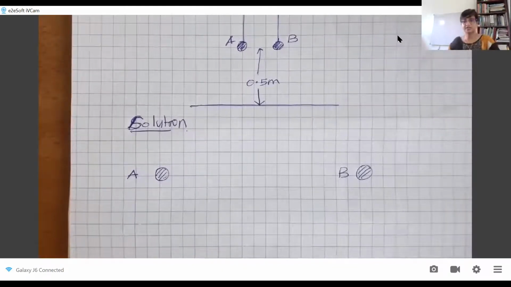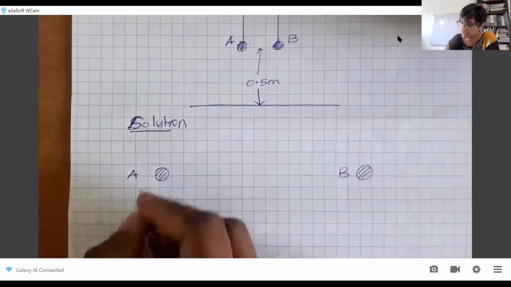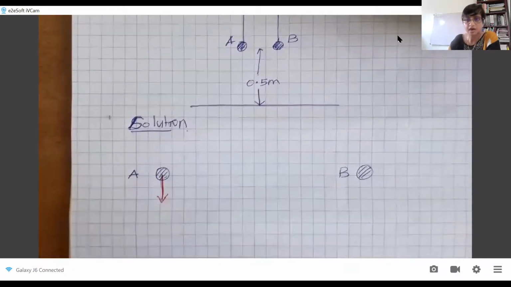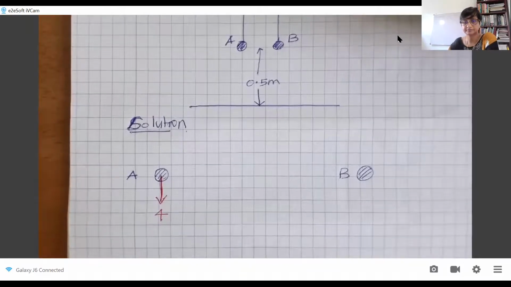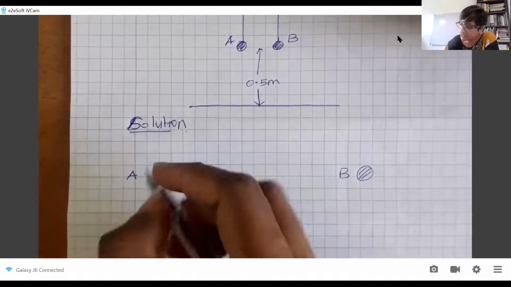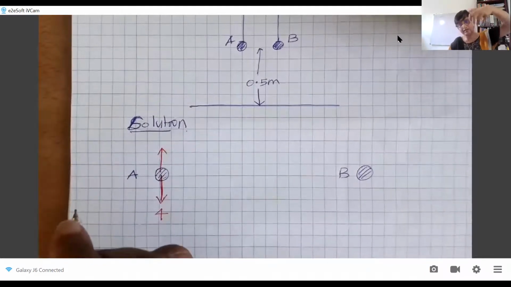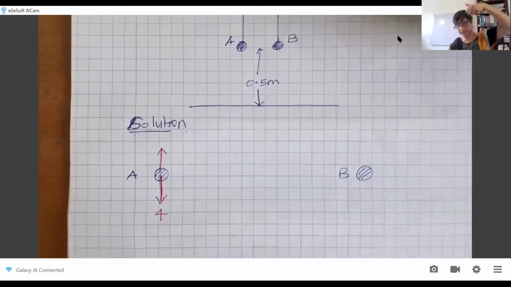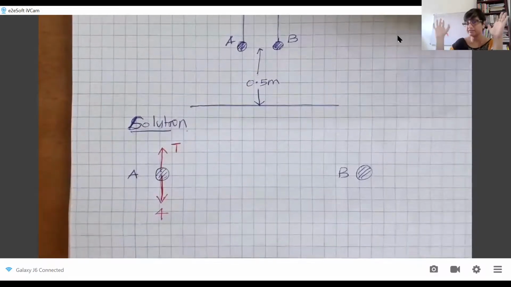Okay, so let's mark the forces acting on A first. Weight. How much is the weight? 4 newtons, correct. Yes. And then tension upwards. It's hanging by the string. The string is pulling it up. Tension. Do we know how much it is? No, we don't. So you mark it as T. Are there any forces acting?